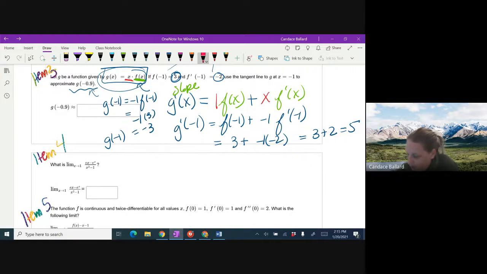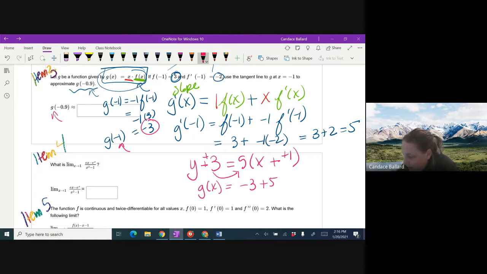I'm going to swap colors here so we can see what I'm doing next. So y minus my y value, negative 3, equals my slope 5 times x minus my x value, negative 1. Double negatives are going to go positive. Okay. I'm going to move this to the other side. At the same time, I'm going to turn it into g. So I'm replacing the y with g of x equals negative 3 plus 5 times x plus 1.